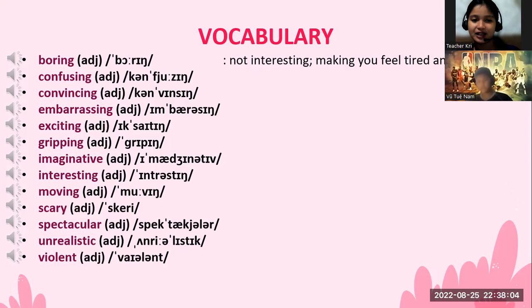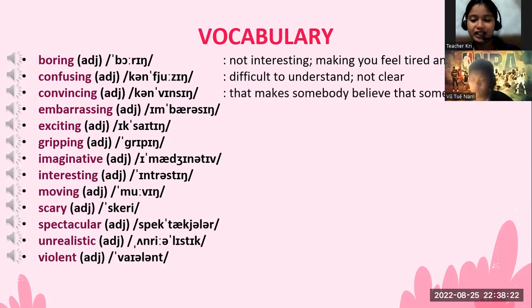Confusing. Okay, confusing means difficult to understand or not clear. Difficult to understand and not clear. Okay, next word is convincing. Convincing. Okay, convincing means that makes somebody believe that something is true. Makes somebody believe that something is true.